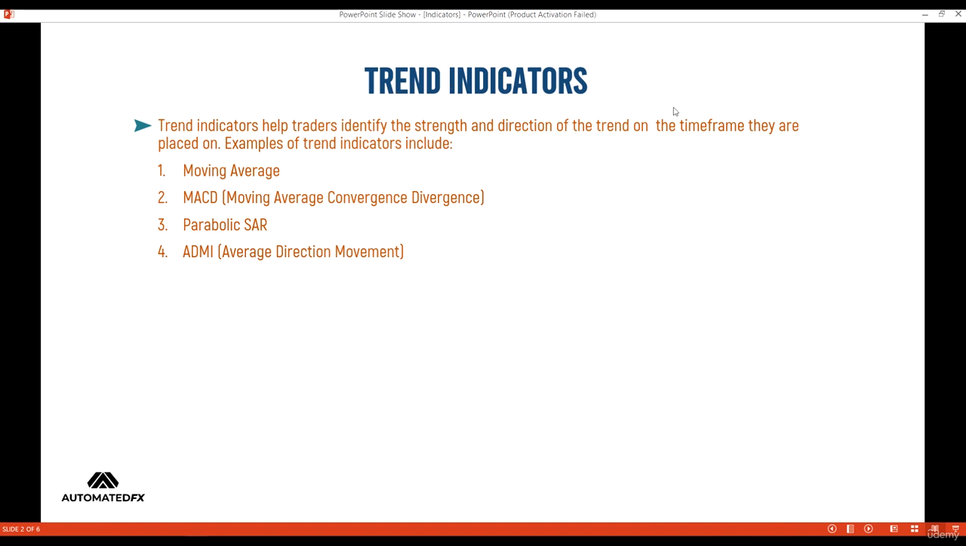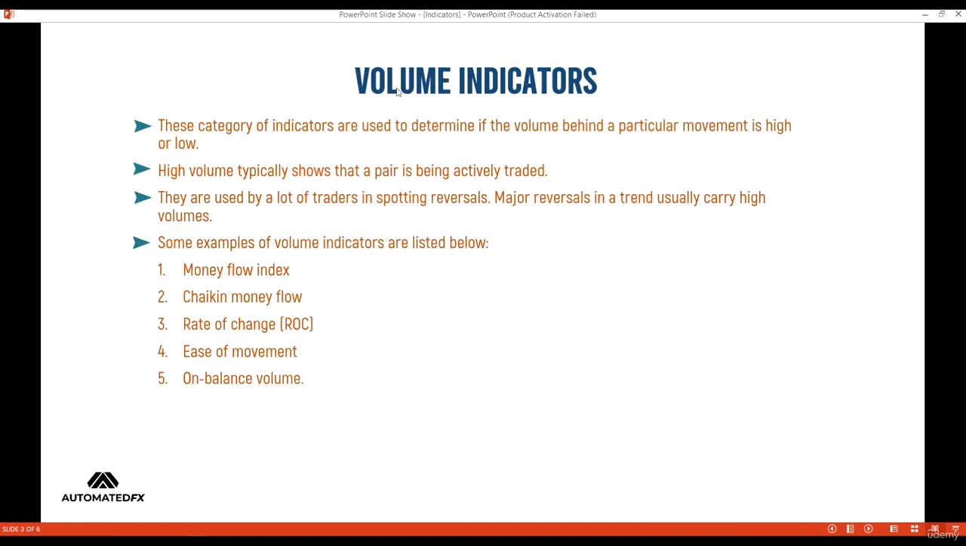Okay, so that's about the trend indicators and what they do. Now we have the volume indicators. These categories of indicators are used to determine if the volume behind a particular movement is high or low. So they basically determine the volume. High volume typically shows that the pair or the asset is being actively traded. And then they are used by a lot of traders in spotting reversals. So major reversals in a trend usually carry high volumes.